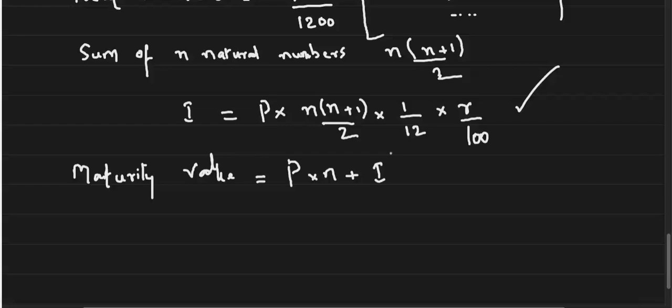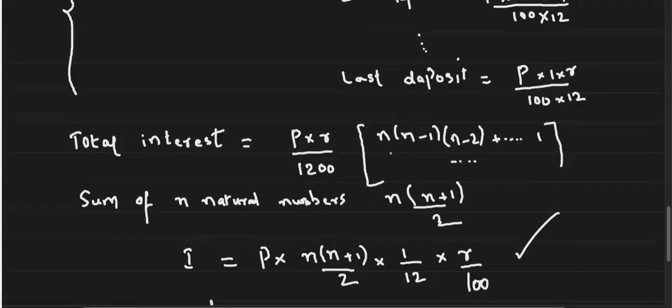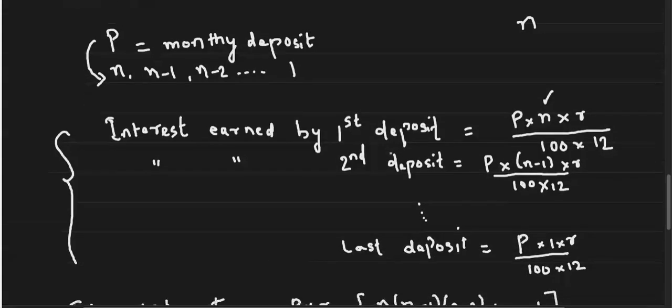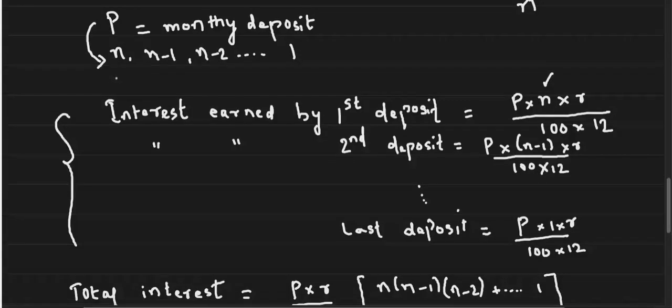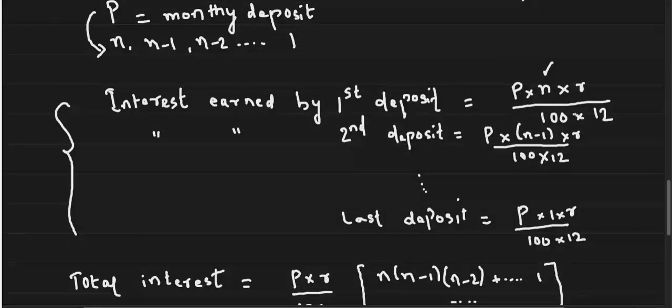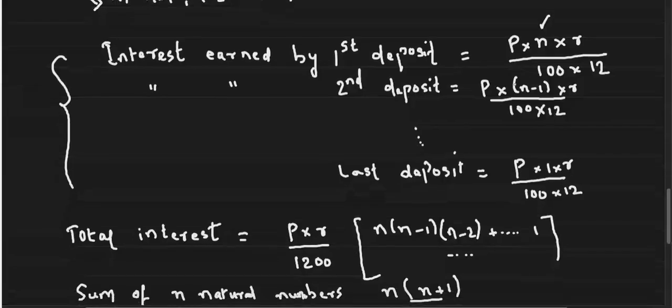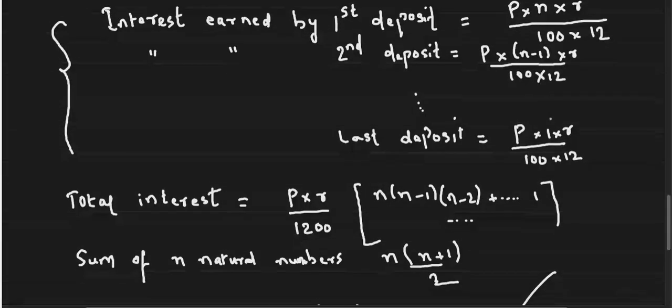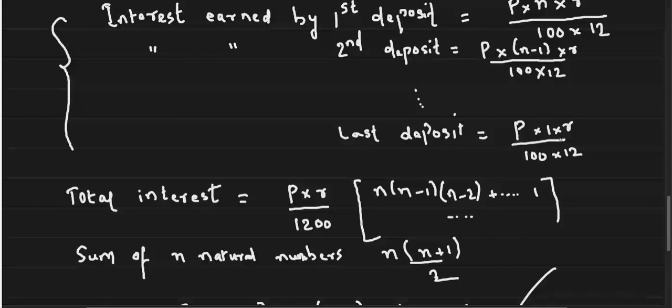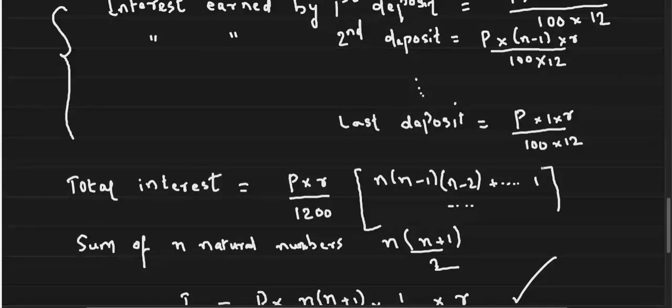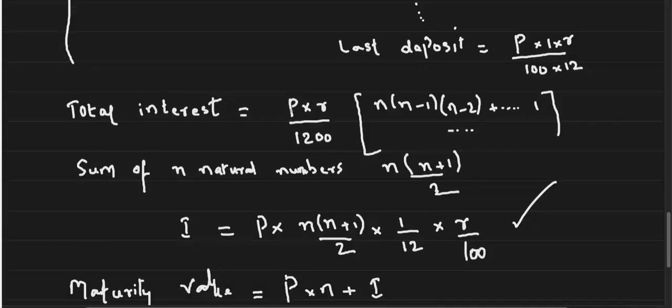right? Got it. So now, one more time I will try to explain this quickly. You know that we are depositing amount P for n number of months, 1 to n number of months. So the first deposit will yield PNR by 100 into 12, because this is monthly, not yearly. Second deposit will yield P into n minus 1 by 100 into 12. Then the last deposit P into 1 into R divided by 100 into 12. Got it? So the total interest is P and R I am taking out as common, by 1200 is common. So within bracket I will get n plus n minus 1 plus n minus 2 until 1.